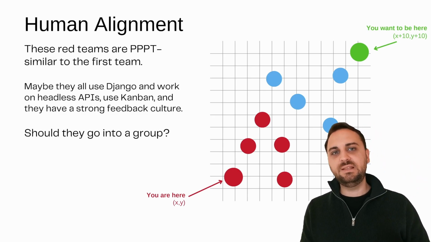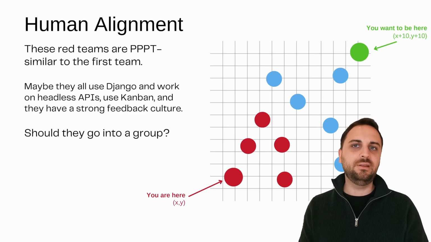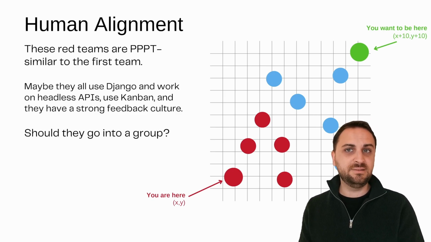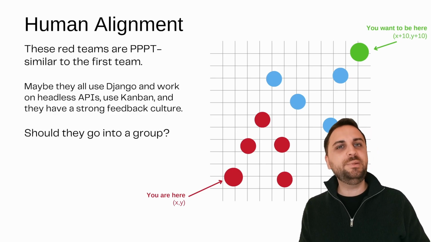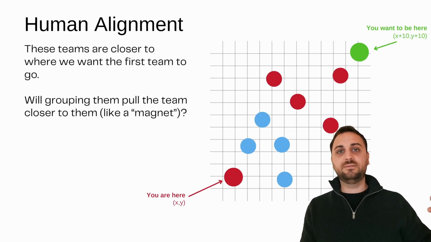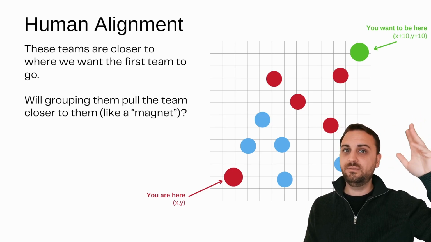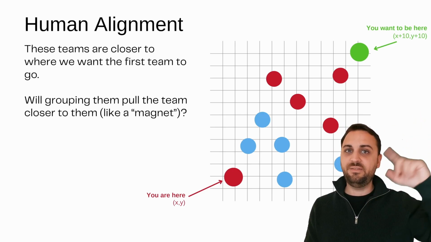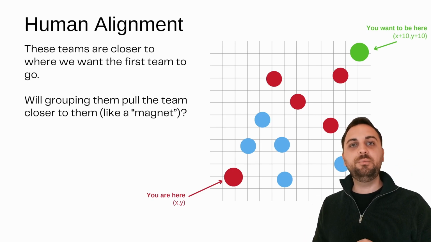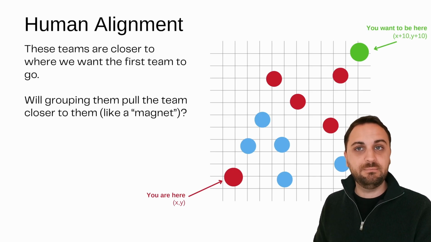Maybe the thing that makes them super similar to yours is they all use Django and they work on headless APIs and they work on Kanban processes and have a really strong feedback culture. So it would be easy to get along with them. Should they go into a group? Or what about this? They have completely different stuff, but it's closer to where you want to be. So should we take this team that's nothing like those teams and throw them in and say, well, now you belong with that? And we hope that it's a magnet for you and their way of working will rub off on your team. It's interesting.